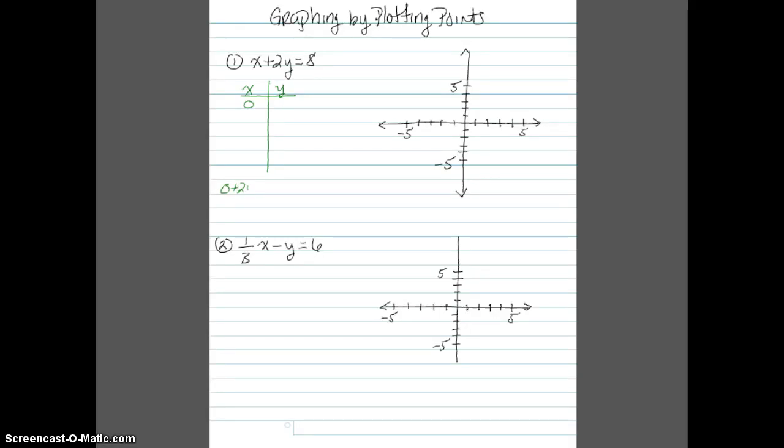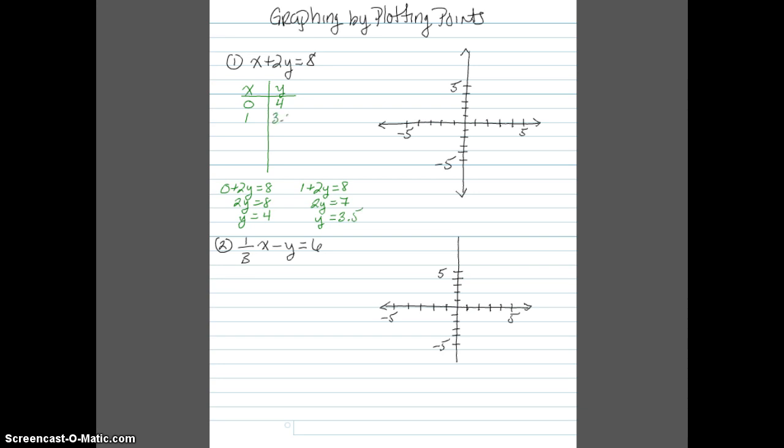I'll plug in 0 plus 2y equals 8. So that just gives me 2y equals 8, and dividing by 2, I get y is 4. So my first ordered pair is 0, 4. Next, I'll choose, again, any easy point for x, so I'll choose a 1. Plug that in for x, get 1 plus 2y equals 8. Subtracting 1, I get 2y equals 7. Dividing by 2, I get y equals 3.5.